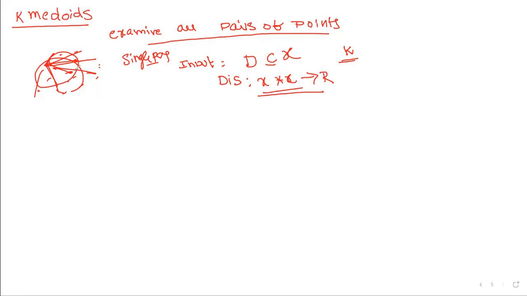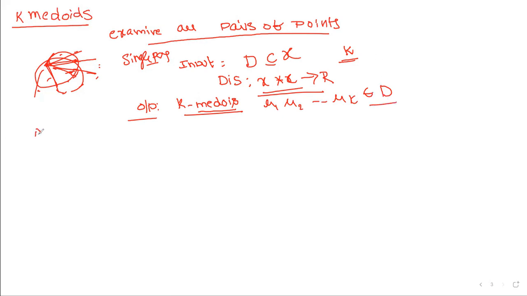What is the output? The output is almost the same. In k-means we get k means, that is mu1, mu2, mu3. Here we get k medoids. If you compare the algorithms and write them down, it is very easy to remember. The input and output are the same; the only difference is that instead of k means, here we get k medoids, mu1, mu2, and so on up to mu k, that belong to the data set.